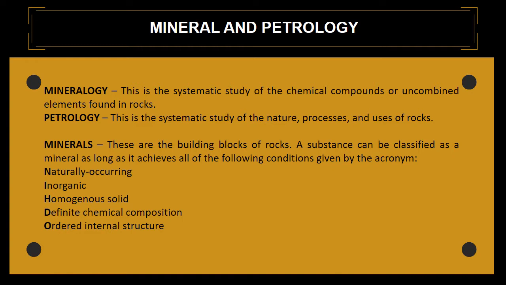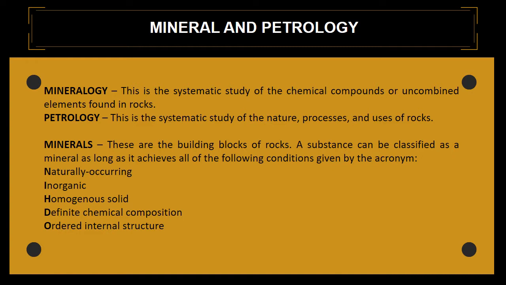So what is naturally occurring? So ito yung sa nature nangyayari. So ibig sabihin, walang man-made or walang human intervention sa paggawa ng mineral na to. So, inorganic. So, ibig sabihin, non-organic elements or non-organic materials yung bumuo sa minerals na to. Homogeneous solid. So, ibig sabihin, walang halo-halo. Isa lang yung composition lang meron sila.